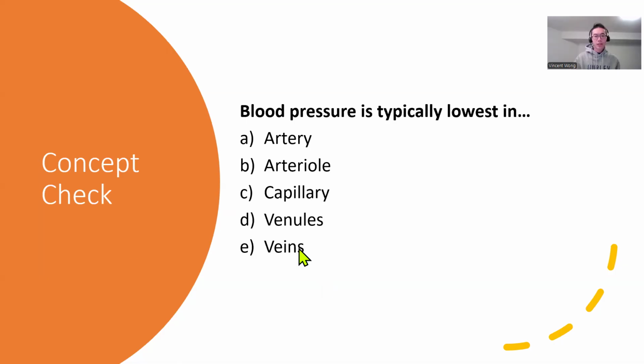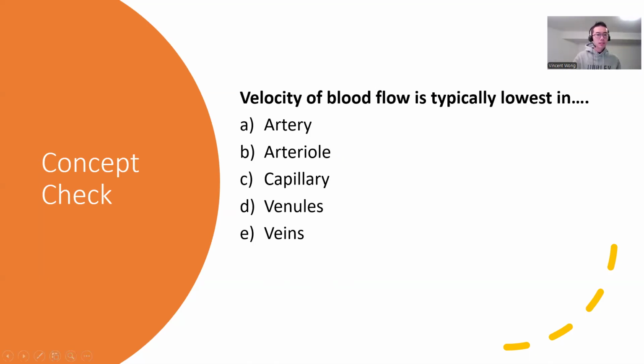Okay, the correct answer is veins. Remember, blood pressure fluctuates at the beginning, but ultimately it goes down until it is the lowest at the veins. The further away you are from the heart, the lower the blood pressure is going to be. Think of the water hose analogy. Next one.